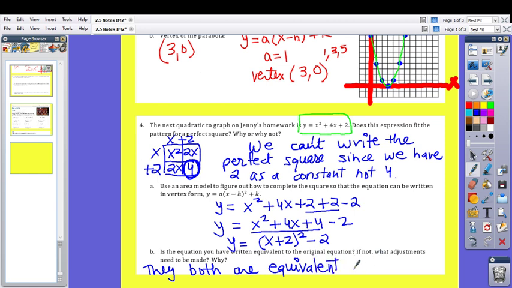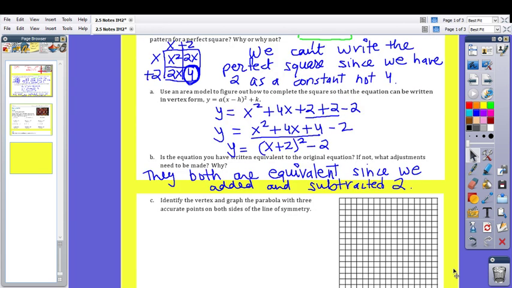Since we added and subtracted 2, it kept the equation in balance. So we did not change the equation. It's just a different form of the equation. So this is the same as that.